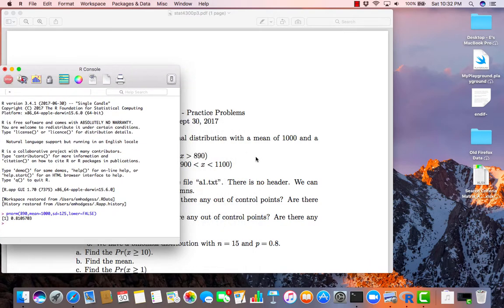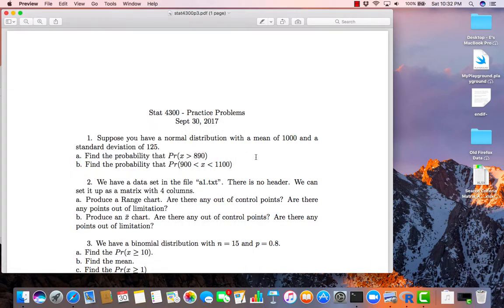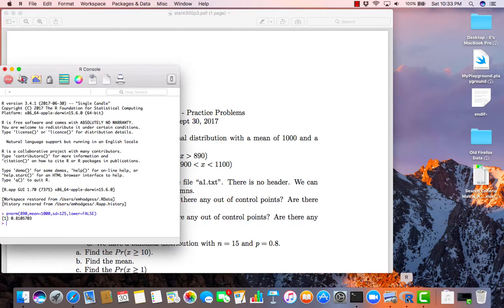Okay. Let's take a look at the next problem, and I think I forgot to do this on the solution set. I have the probability that x is between 900 and 1100. So there's a couple of ways you could do this. I'm going to do it in 2 steps. This is pretty straightforward if you're in practice. If you're out of practice, not so straightforward.